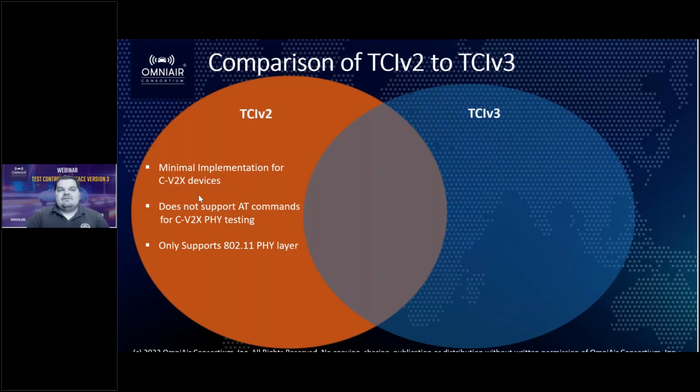The AT command wrapper is, I believe, in 1609.3 PC5 as well as the common types for TCI v3. That's not located in v2. Last, TCI v2 only supports the 802.11 PHY layer testing. As far as both TCI v2 and v3 are concerned, they are both DSRC compatible. They both send UDP via IPv4 protocol, and they are also a standardized test interface between the DUT as well as the test equipment.